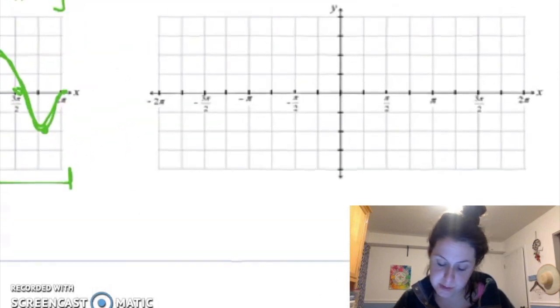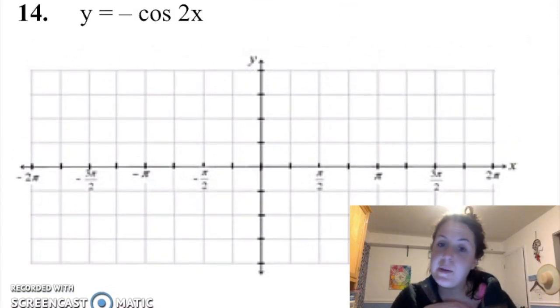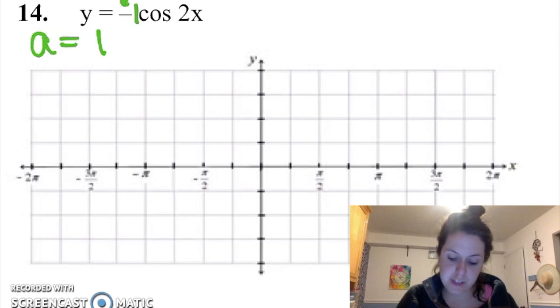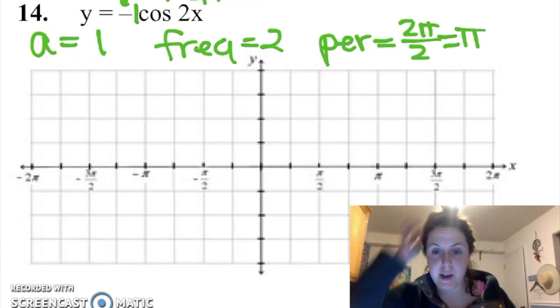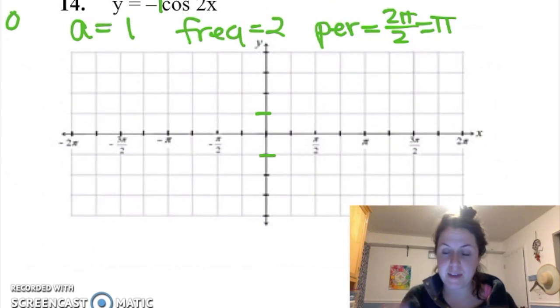Let's try this one. So y equals negative cos 2x. So the idea with this is that your amplitude here is still 1 because amplitude is a height, right? This just says it's reflected over the x-axis. Your frequency is 2, which means the period is 2 pi over 2, which is just pi, and the midline is still 0. So this is going to have an amplitude of 1 and a midline of 0.